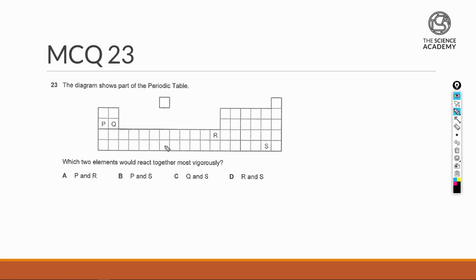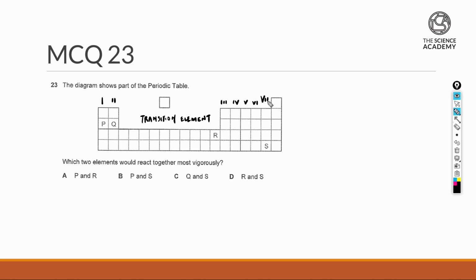MCQ 23, we're looking at reactivity of elements across the periodic table. So this is just a rough sketch here, but we do have a group 1 element, a group 2. So for R itself, it belongs under the category of transition elements. And for my element S itself, if this is group 3, 4, 5, 6, then S will belong to group 7.